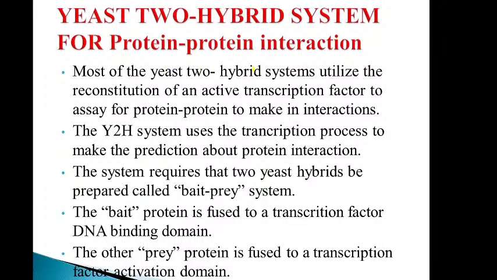Most of the yeast two-hybrid systems utilize the reconstitution of an active transcription factor to assay for protein-protein interactions. So what happens in this system? In this system, they are predicting the interaction between the proteins. The system requires two yeast hybrids to be prepared, called the bait-prey system. The bait protein is fused to a transcription factor DNA binding domain and the other, prey protein, is fused to a transcription factor activation domain.